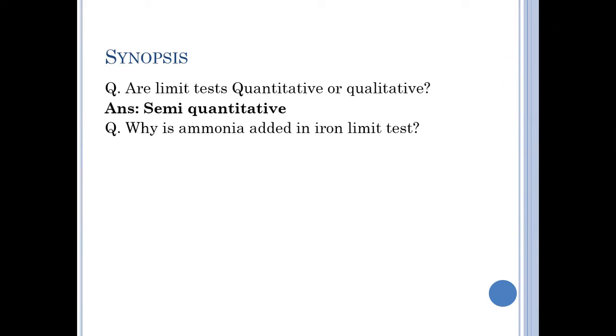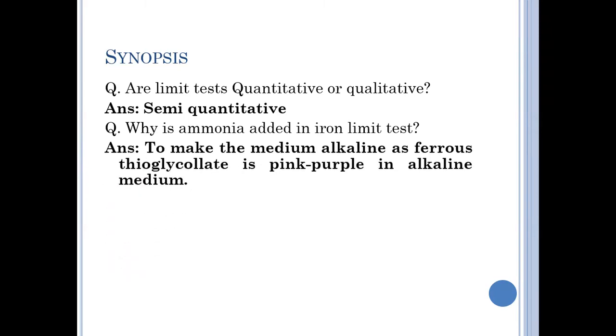Next question is, why is ammonia added in the iron limit test? Iron limit test is based on the principle of formation of ferrous thioglycolate. The ferrous thioglycolate formed is of pink to purple color. So by comparing the intensities in the test as well as standard, we can determine whether the sample passes or fails the limit test. But ferrous thioglycolate is colored only in alkaline solution. In neutral or acidic medium it is colorless. So to make our medium alkaline, we have added ammonia.